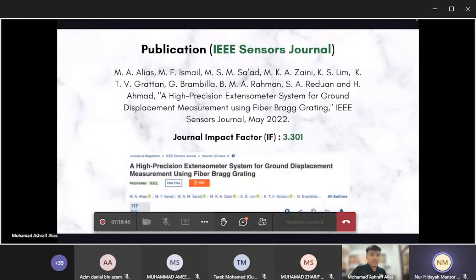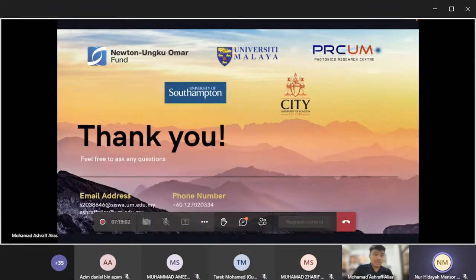This research has been published in IEEE Sensors Journal with an impact factor of 3.301. It was published in May 2022. So I think that is all from me. If you have any questions, you are free to ask. Thank you.